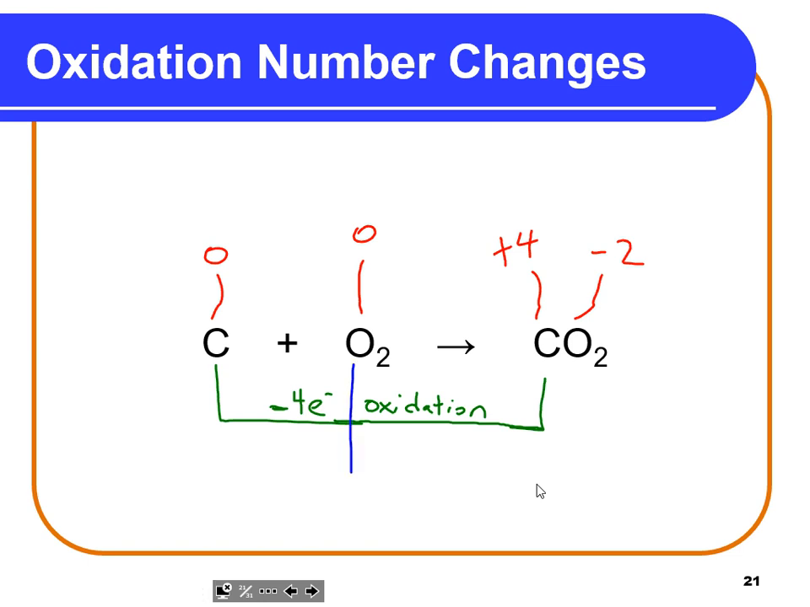Here's oxygen here. Oxygen, connect those two together. It went from a 0 to a -2, so it is gaining 2 electrons. Gaining electrons, Ger, is reduction. Oxidation, reduction.